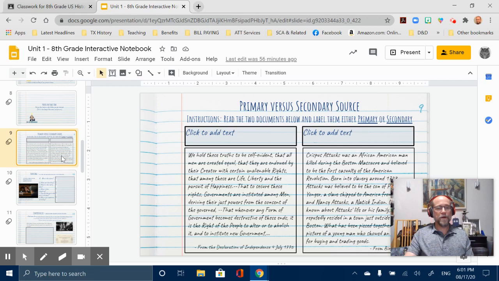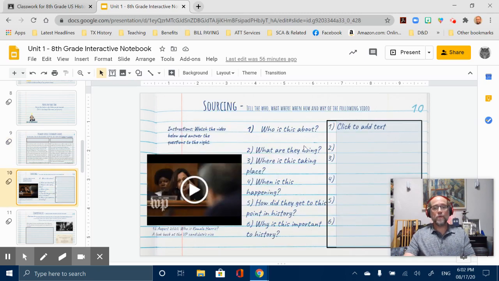And the first thing you're going to do is we're going to review all the vocabulary words you defined. The first one is primary versus secondary sources. So you'll read these two. One of them is primary, one of them is secondary. Label them. All right. The next one here is about sourcing. Who, what, where, when, how, and why of something. Watch this video regarding Kamala Harris, our current vice presidential candidate for the Democratic Party, and answer these 6 questions.